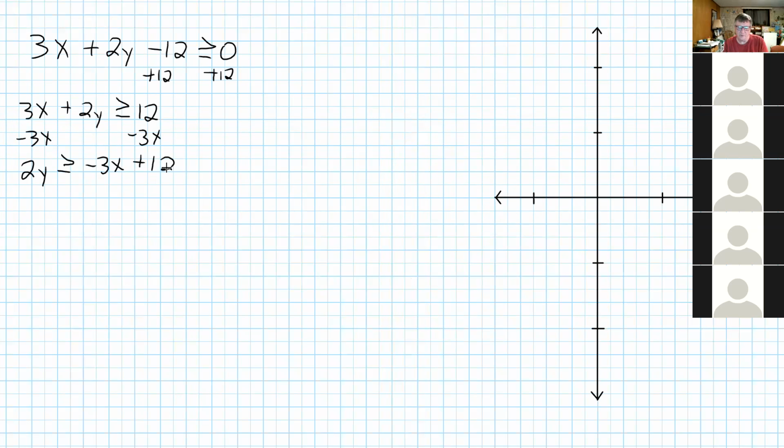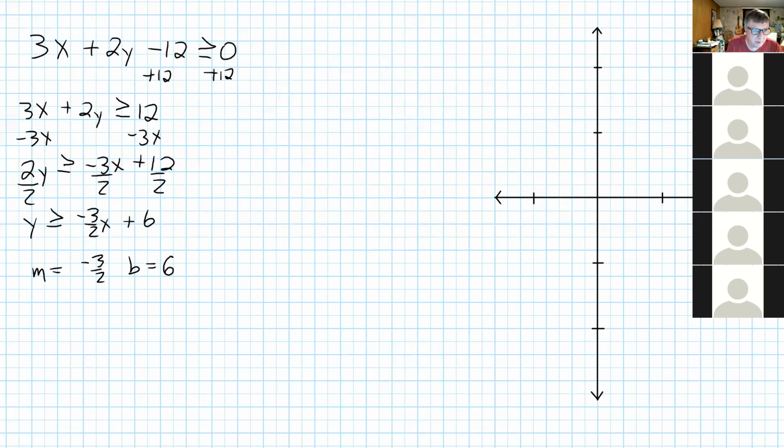Why am I putting the x in front of the constant? Because I'm looking for y equals mx plus b. I'm going to divide each term on both sides by 2. So there is the inequality in slope intercept form. The slope is negative 3/2, and the y-intercept is 6. Any questions before I go on?